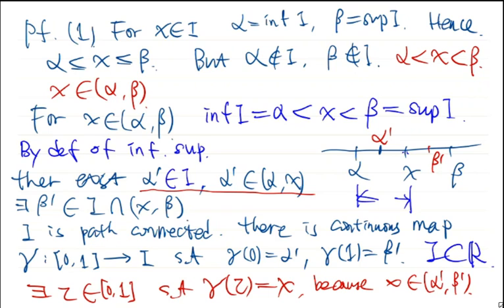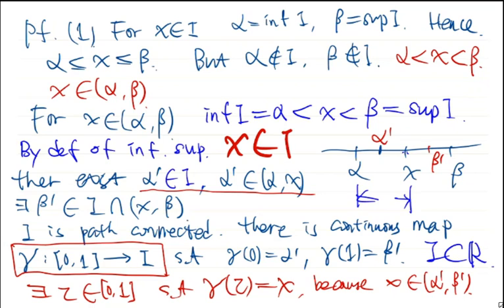But gamma is a map into the set I. So x equals gamma tau, and gamma is mapped into I. So this implies that x belongs to I. So we have proved that for any x in the open interval (alpha, beta), x belongs to I. So this proves our proposition, the first case. Okay.